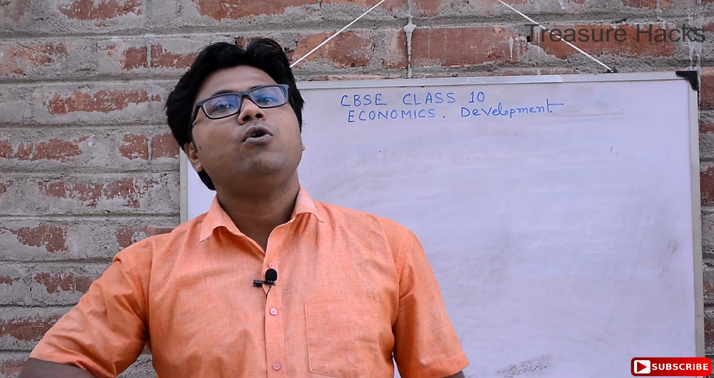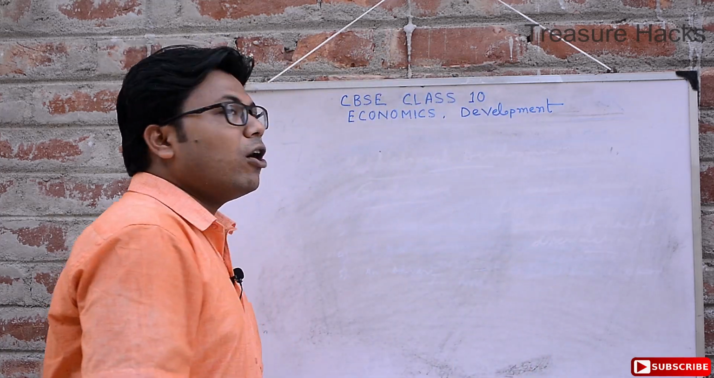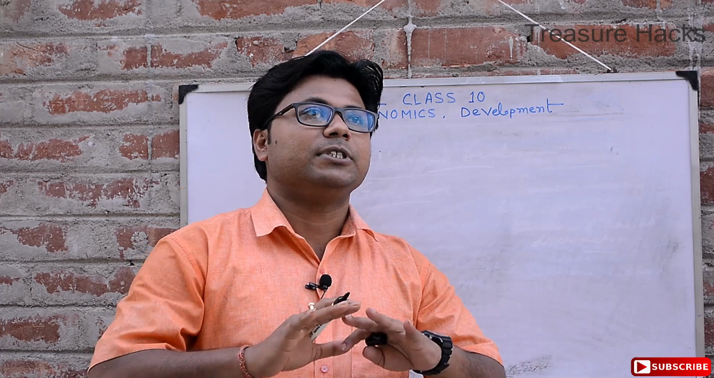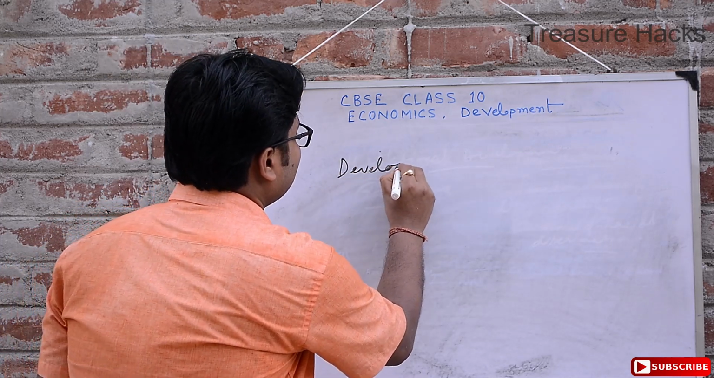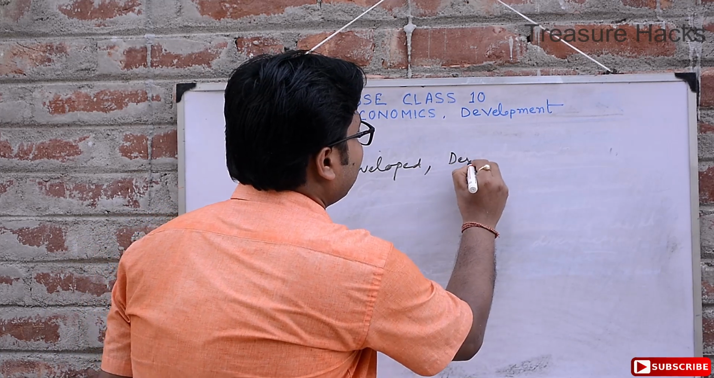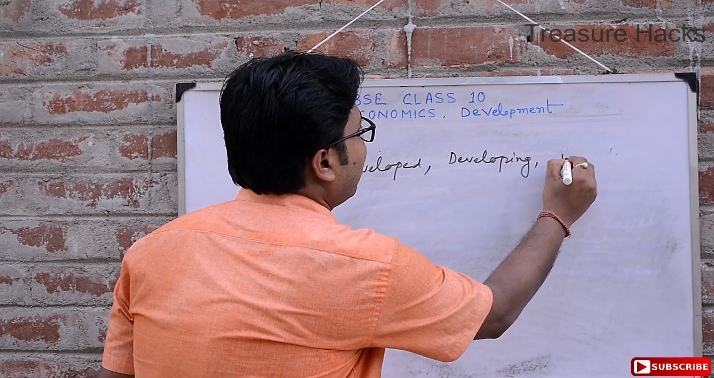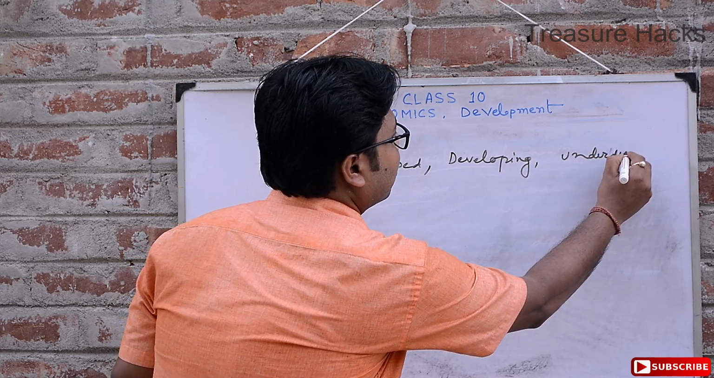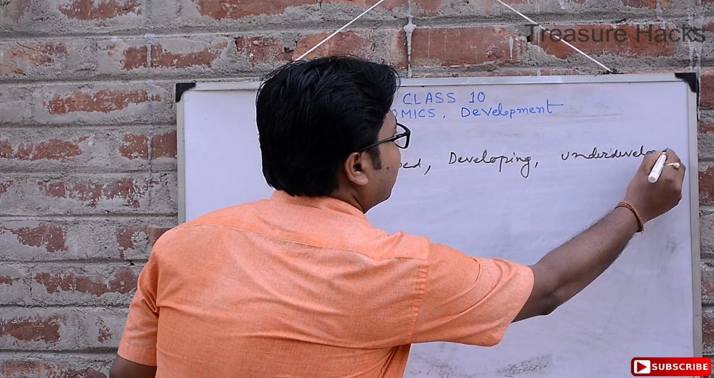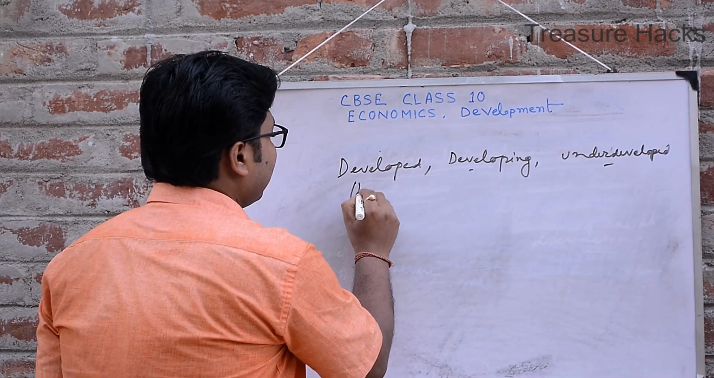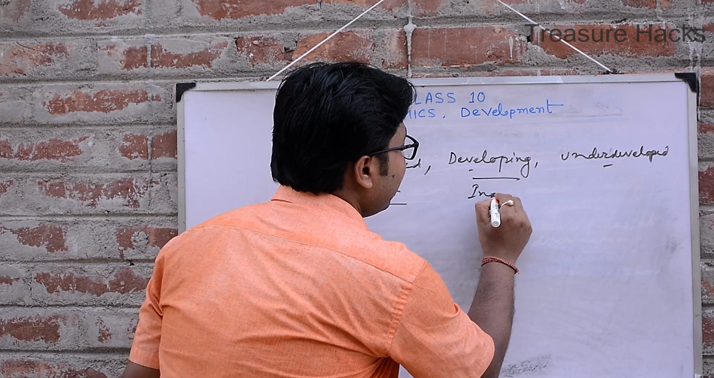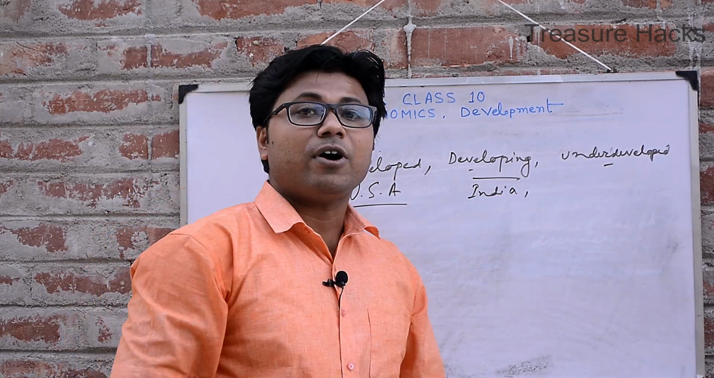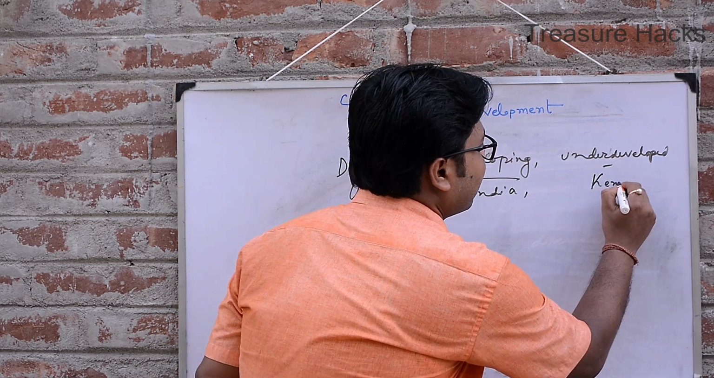So next, how do we compare the status of development? Now, in economy, on the basis of developmental status, we divide the country into 3 categories, that is developed, developing, and underdeveloped. In the developed category, we may write USA, United States of America, is a developed country. In the category of developing, I may write India, it is a developing country. And in the category of underdeveloped country, we may write Kenya or even Nigeria.